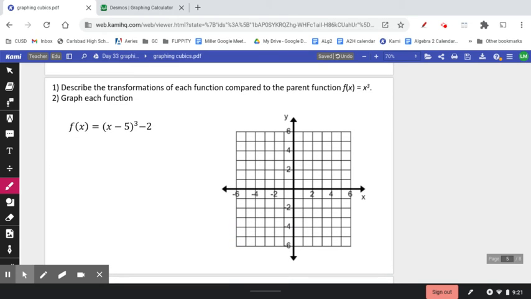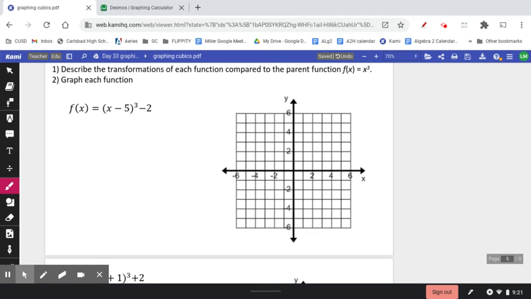Okay, here's a function. This is a cubic because x is being cubed. Describe the transformations compared to the parent graph and graph the function. So describing the transformations, this x minus 5 is 5 right. And then this minus 2 is down 2. So those are my only two transformations. So that normal vertex that's at 0, 0 is being moved 5 right and down 2.